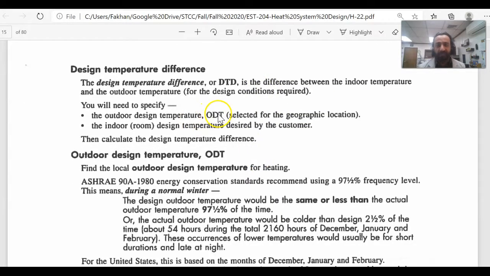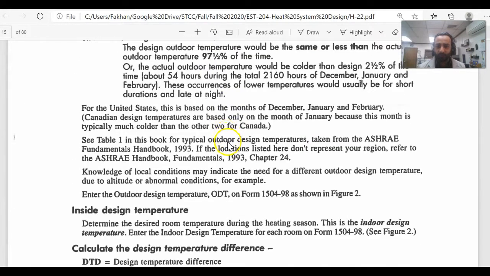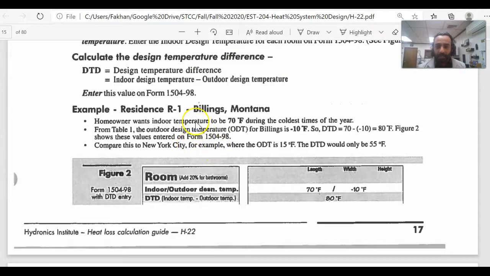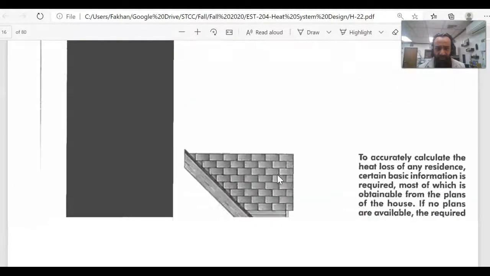Design temperature difference, that's inside minus outside, and so on. Here we go. And here is how they go through the figure and fill in their room in the table. Hopefully they have the same thing here.